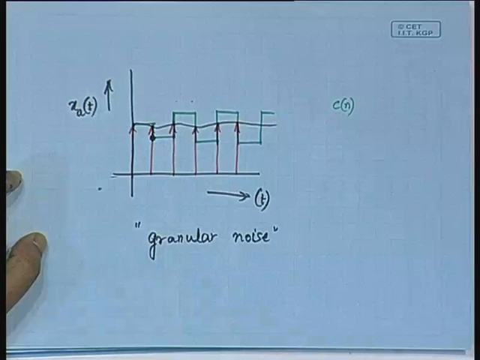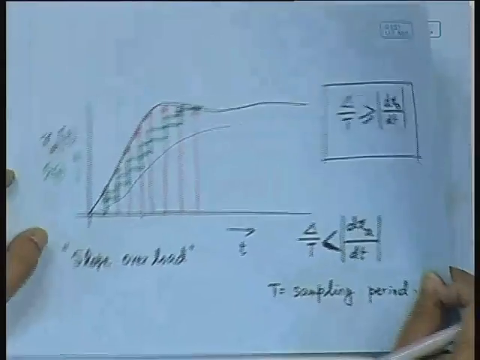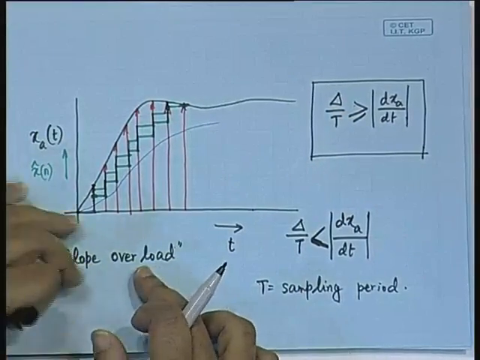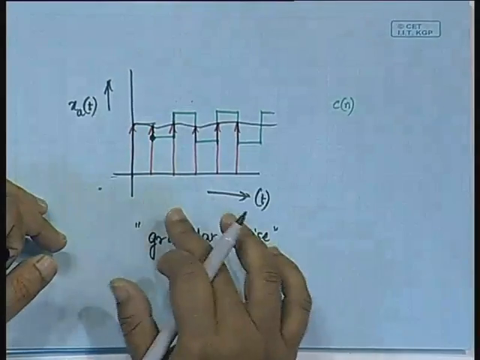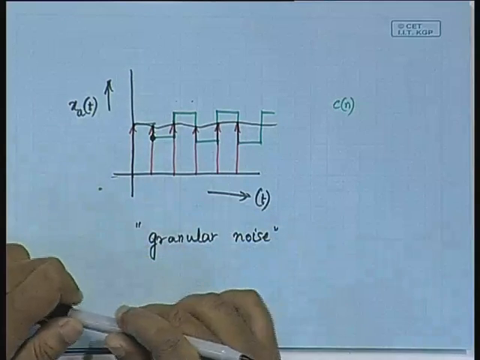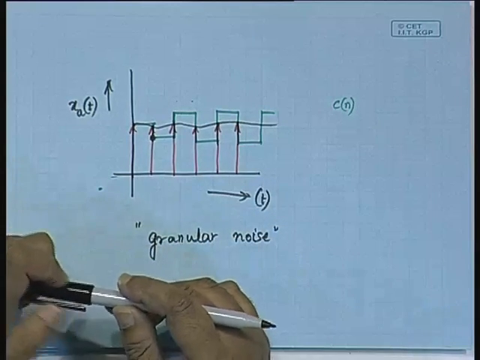So we have to face two situations. A smaller value of delta would lead to possibilities of slope overload, and a larger value of delta would lead to the possibility of granular noise in the slowly varying portion. So what is the solution? For the fast varying portion of the waveform, we should have a higher step size, and for a slowly varying waveform, we should have a lower step size, which means we should be prepared to vary the step size accordingly.